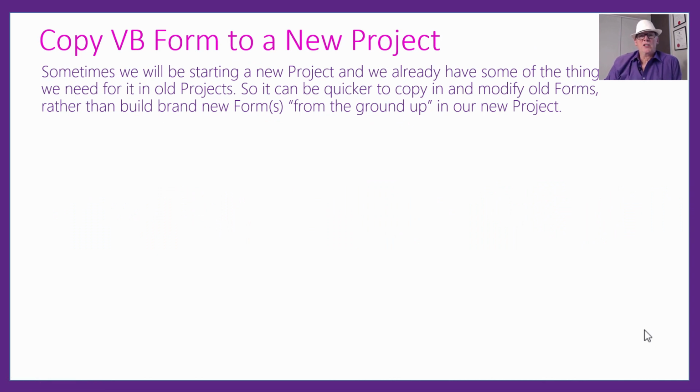So sometimes you're starting up a new project, but you've already got some of the things you need from an old project. It's much quicker, rather than getting into a new project and building the whole form from the ground up, putting the labels and text boxes in, to just grab the old form from the old project that has most of that stuff in it and copy it into your new project.